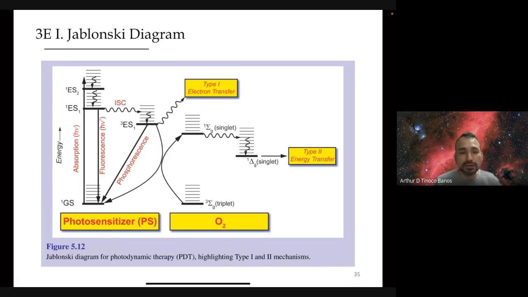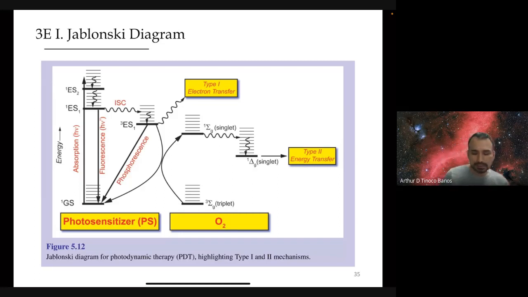All right, so here, this is probably one of your favorite slides. You see it in physical chemistry, the Jablonski diagram. It looks a little scary, but it's actually not scary at all. So let's look a bit at what we see here and how it relates to the properties of these compounds and their interaction with oxygen.